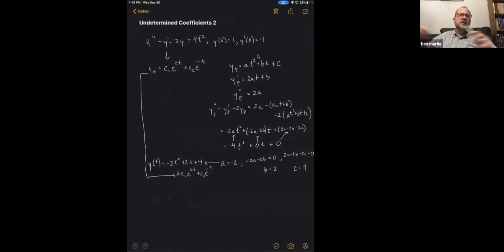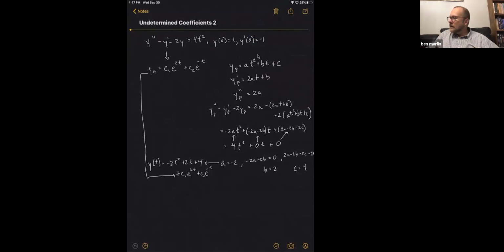All right, so we've got y double prime minus y prime minus 2y equals 4t squared. So y sub h is pretty straightforward to get. You'll set up and have r squared minus r minus 2, factor it, solve, and you end up with r equals 2 and r equals minus 1. And that gets us the y sub h.